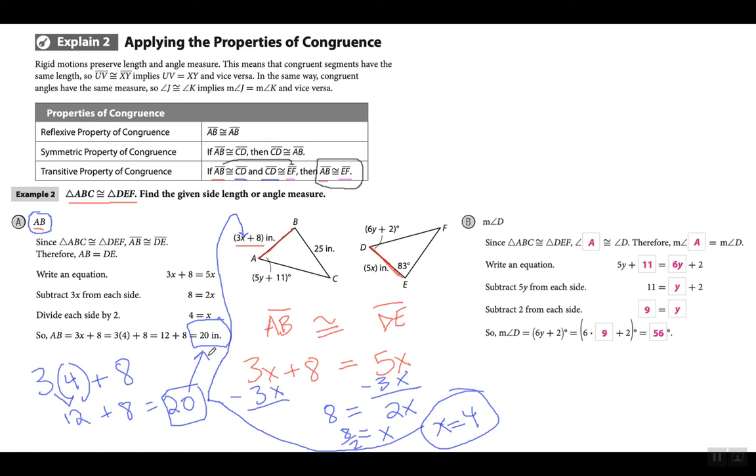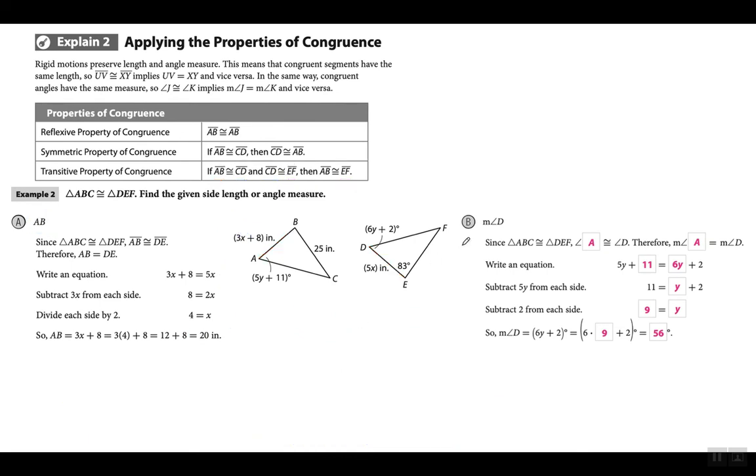It's really just basic algebra and just setting up the equation the right way. Let's look at letter B because it's similar. In letter B, we have to find the measure of angle D, like David. Here's angle D. They tell us it's 6y plus 2 degrees.